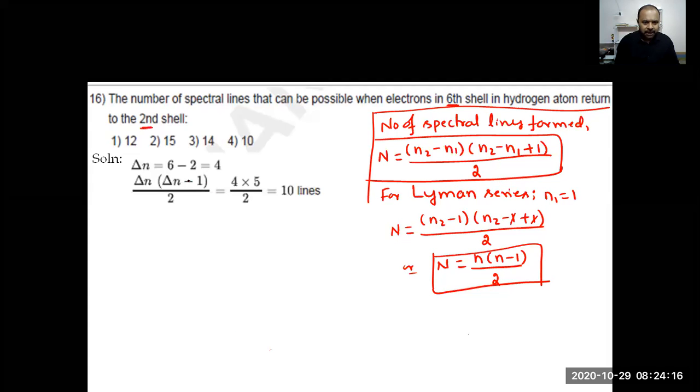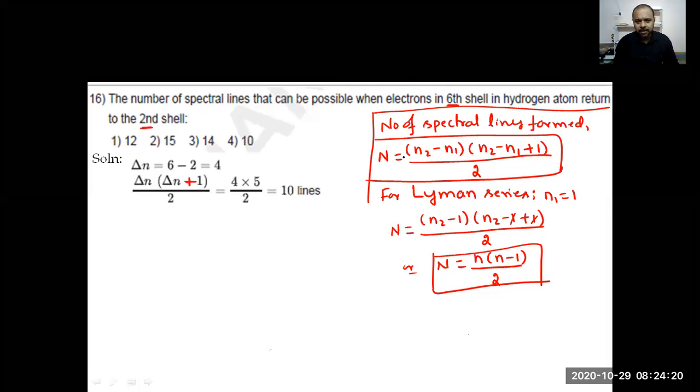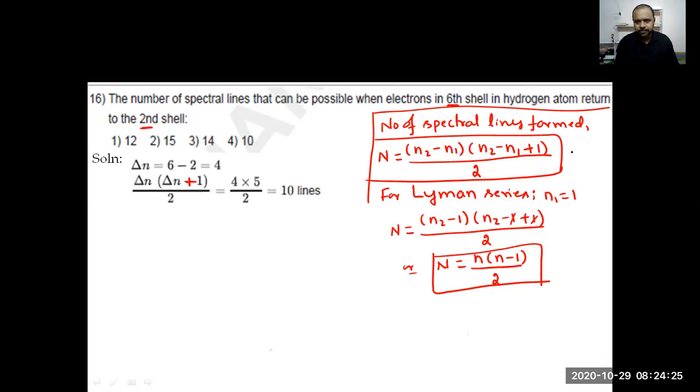They have written as delta N here. You can write this as plus actually. Same thing. N2 minus N1 can be written as delta N. That's all. Delta N into delta N plus 1 by 2, or both are same. N2 minus N1 is delta N.